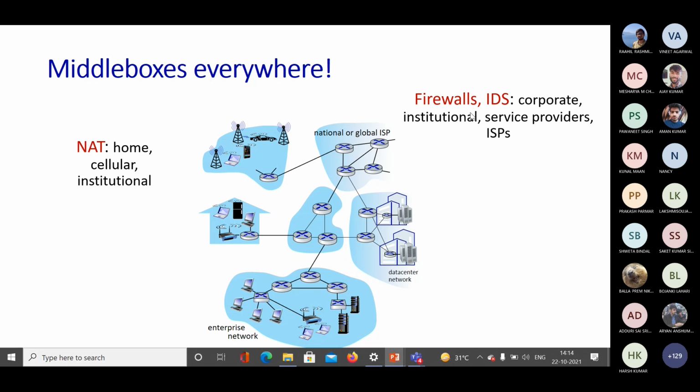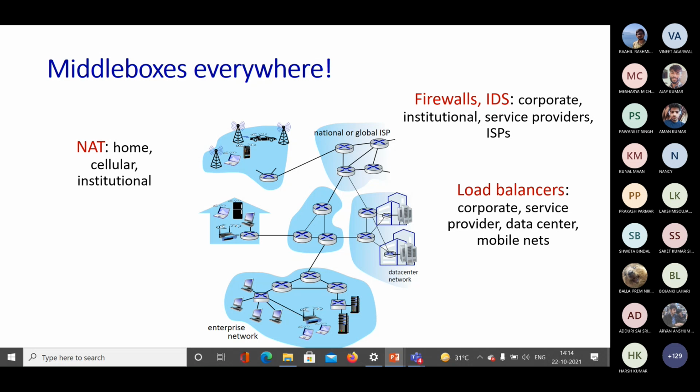Another is firewalls. Okay, so you have corporate institutional networks, service providers, ISPs, etc. There the middle box can act as a firewall. Like what we did in the class yesterday, if you put certain conditions, you can actually implement a firewall in that case. Okay, our match action pairs that we were doing in yesterday's class, right? Then there are load balancers also. These are also the tasks of middle boxes.